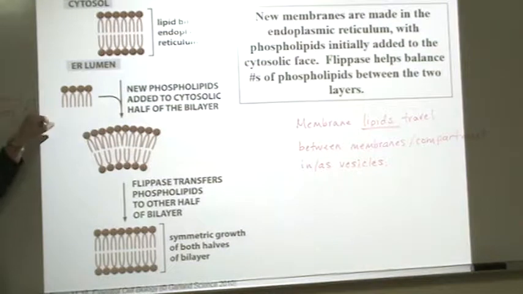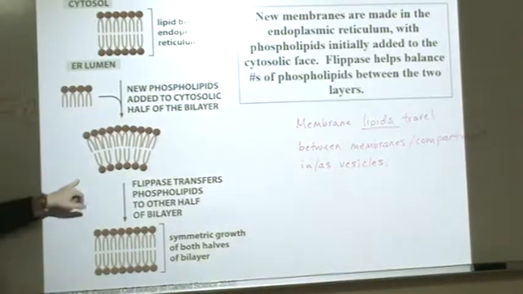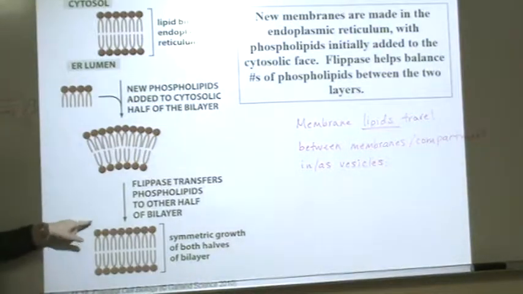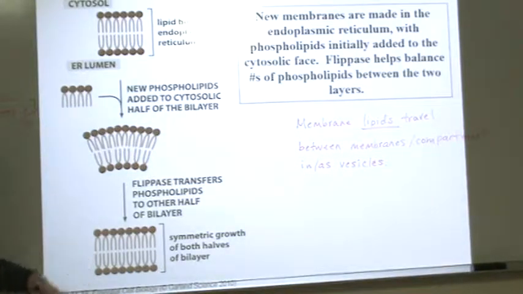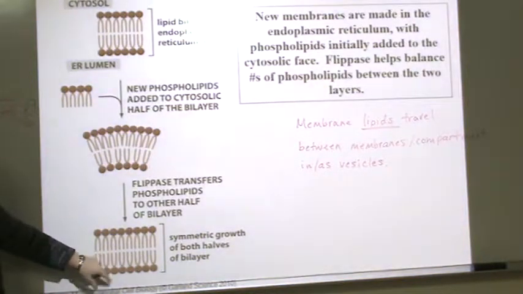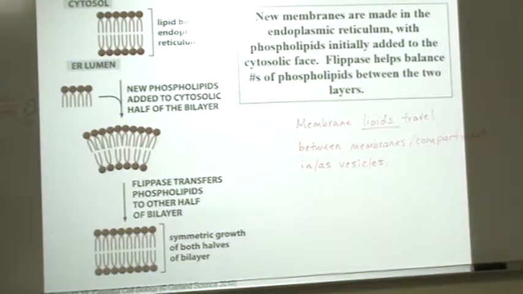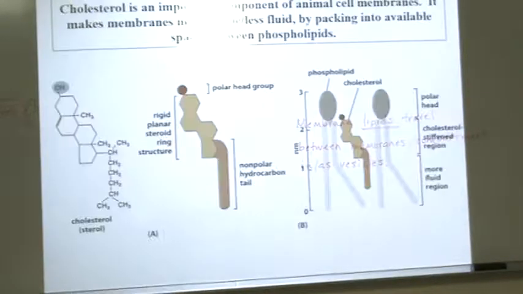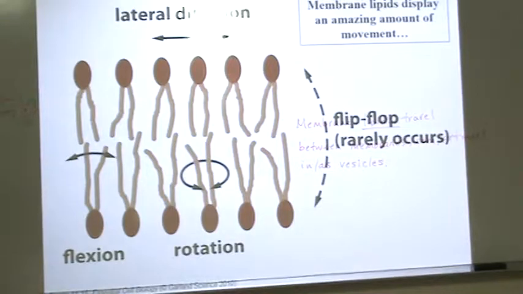But if the vesicle is not ready to bud off, there's an enzyme called flippase, which is my favorite enzyme name ever. Flippase takes some from the outer leaflet and moves them to the inside. I want to go back to this movement slide. I didn't talk about the flip-flop.